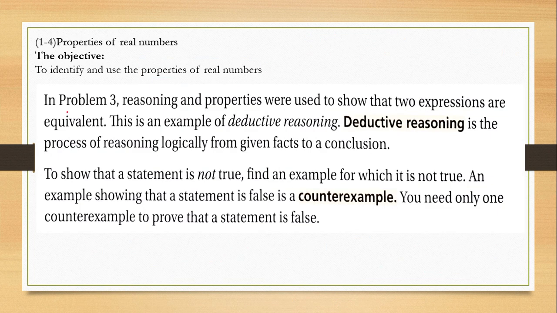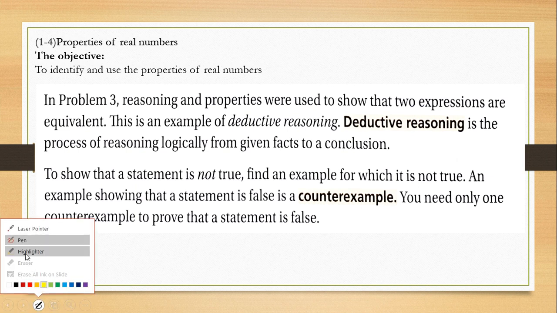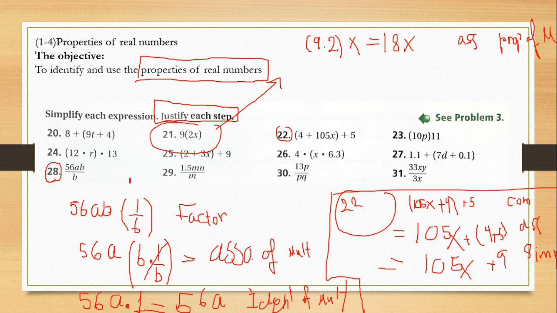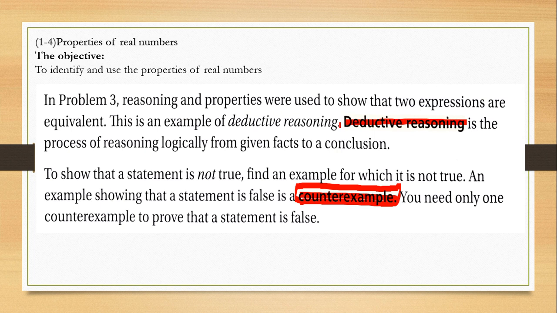Now let's move to the vocabulary. Here in this part, we have deductive reasoning and counterexample. Deductive reasoning is kind of a proof, or just justifying the logical steps that you do, which is exactly the same thing that I did here. When I move from one step to another, I write what I did by using properties. I'm calling this deductive reasoning, which means I'm justifying each step.